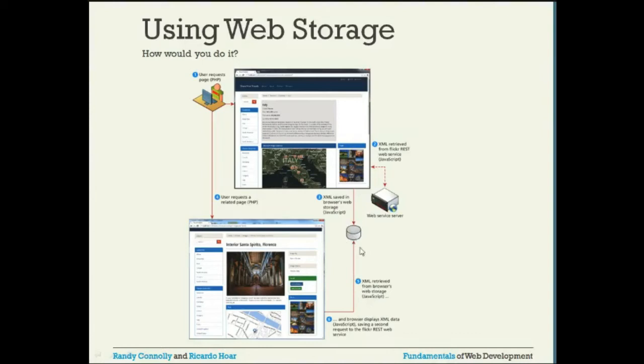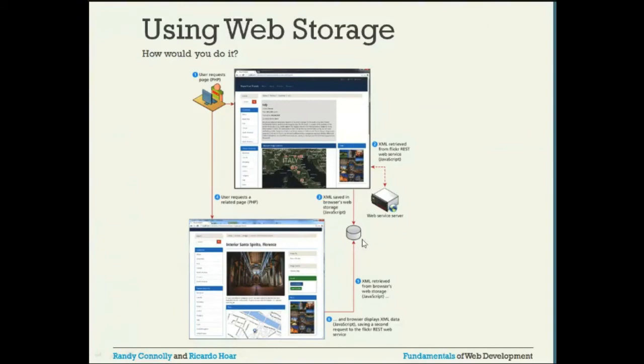Whatever information is available in the web storage will be accessed, and the browser displays the XML data, saving a second request to the Flickr REST web service. Making another web service request will be saved if the requested information is related to the information that we have saved. So if there is any repeated request for static data, such information can be stored in the web storage.